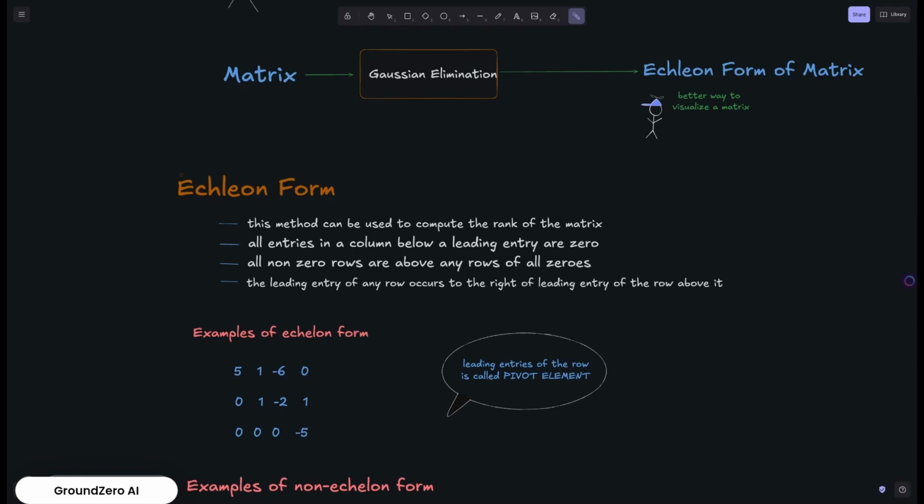Next thing is that all entries in a column below a leading entry are zero. We'll say what that is about. And the third thing is all non-zero rows are above any rows of all zeros. The leading entry of any row occurs to the right of the leading entry of the row above it. This may seem complex as we are just reading it out, but when we visualize a matrix and consider all these points, we're gonna see how it looks.